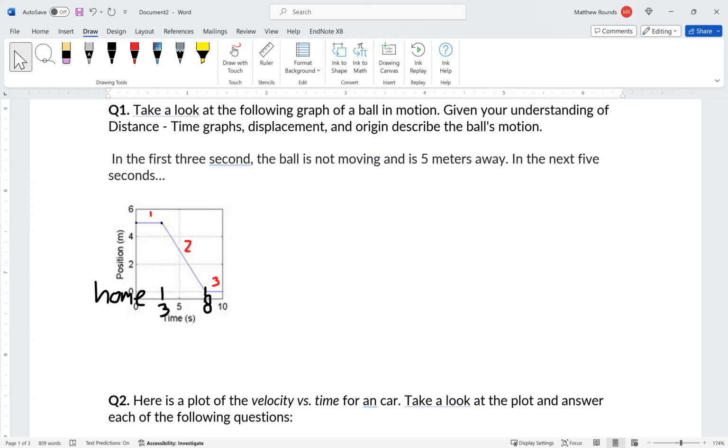In the next 5 seconds, it's ascending, like going up. Don't think of it as going up or down. Just think of it as being some distance away. It was 5 meters away and now it's 0 meters away. It could be a ball on the ground that is moving towards you. It doesn't necessarily need to be in the air.